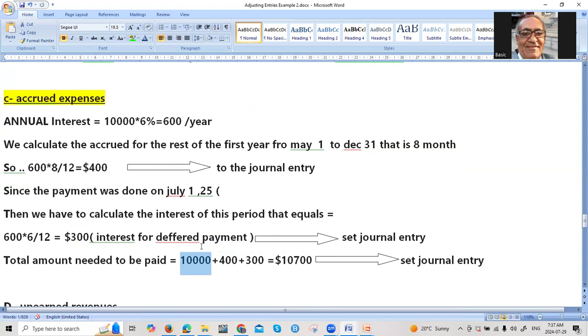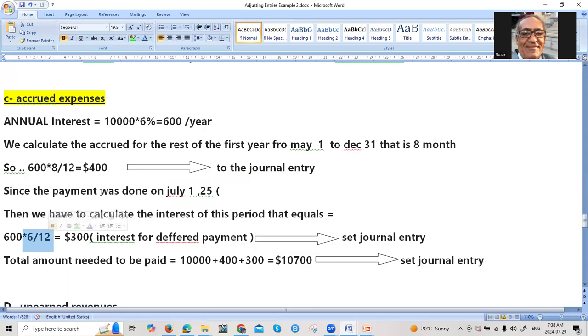That is why it will equal 10,000 plus 400 plus 300. So he will pay the 10,000 plus the 400, which is the interest of the first period, and 300 for the interest starting from January, February, March, April, May, June. Here it is, because you will start on July 1. So here he has 6 months for the next period.